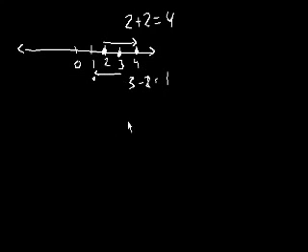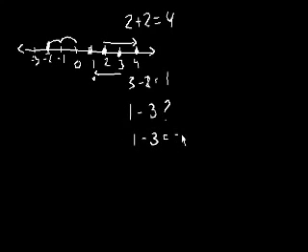Now what if I were to say, what is 1 minus 3? Well, it's the same thing. You start at 1, and now we're going to go below 0. What happens below 0? Then you start going to the negative numbers: negative 1, negative 2, negative 3, and so on. So if I start at 1 right here, 1 minus 3, I go 1, 2, 3, and I end up at negative 2. So 1 minus 3 is equal to negative 2.